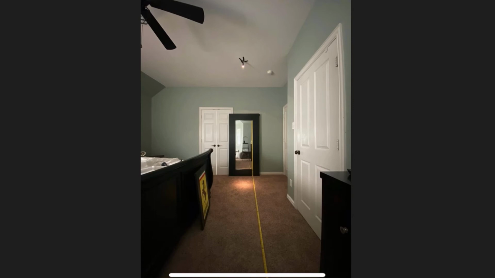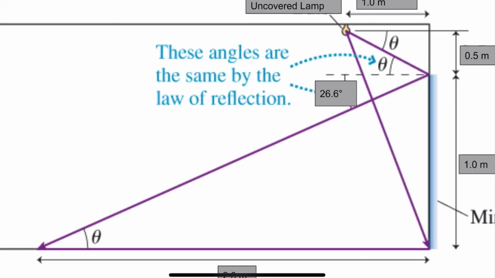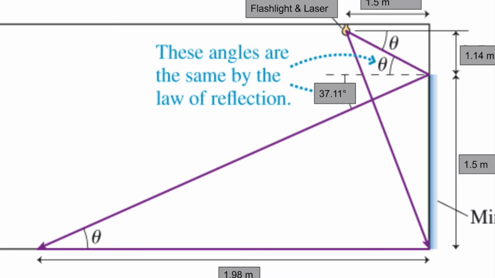First, we needed to find the angle that the light was when hitting the mirror, which would then help find how long the light streak was using the angle and the length of the mirror. For the lamp, the angle was 26.6 degrees and the length of the light streak was 2 meters. For the flashlight and laser, the angle was 37.11 degrees and the length of the light streak was 1.98 meters.